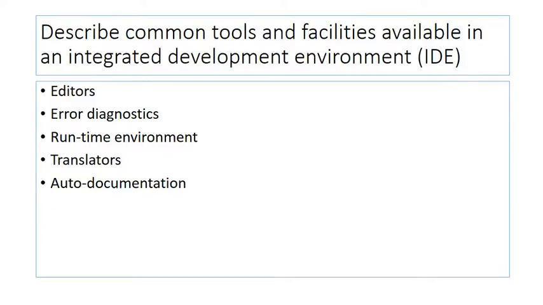Finally, describe common tools and facilities available in IDEs. We've got 5 here, which we are looking at from the OCR spec. So for example, we have got runtime environment, error diagnostic, editors, translators, auto documentation. Some IDEs such as Python allow color syntax highlighting. It lets you know what's going on as you're doing it. So for example, if you think about running programs in a Python shell, it lets you run things and be able to change things as you're going before you convert from a Python file into some form of executable.